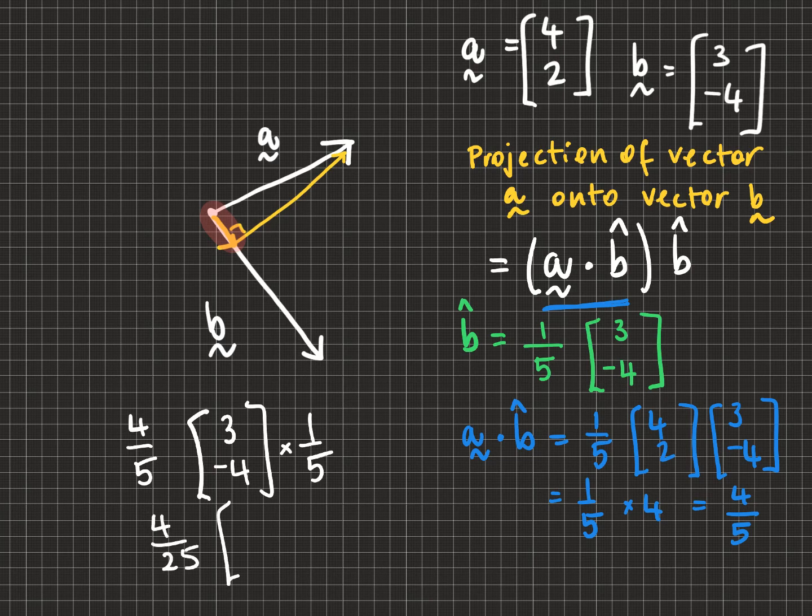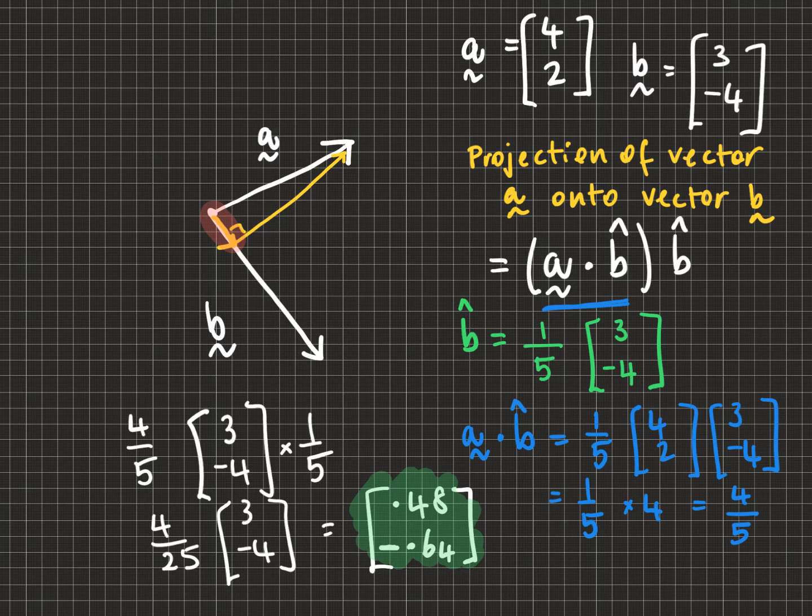4/25 of 3, negative 4. And I've just used my calculator there to find decimal equivalents. And I come up with this vector down here, 0.48, negative 0.64. Now that is the projection of vector A onto vector B.